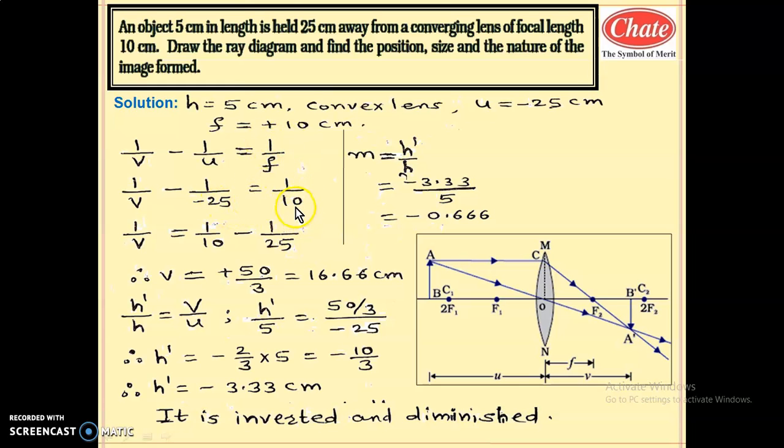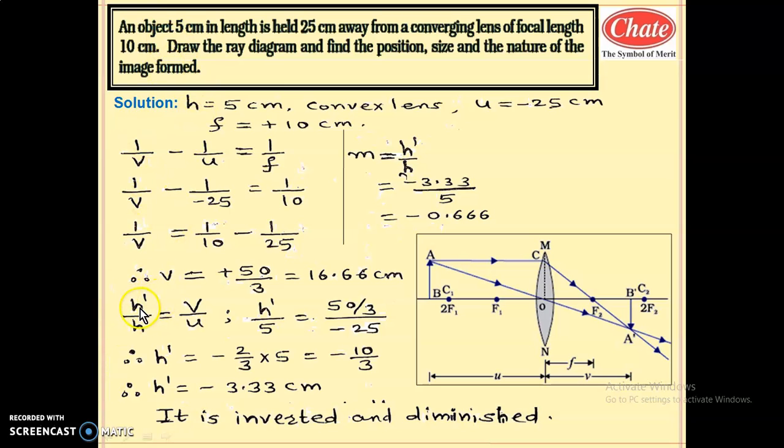Focal length is positive for convex lens. Now minus becomes plus here. When a term shifts to the other side, plus becomes minus. So next 1 by V equal to 1 by 10 minus 1 by 25. Solving this, you will get V equal to plus 50 by 3, that is plus 16.66 centimeter. So V is plus, it will be 16.66 centimeter. So this position is in between F2 and 2F2.